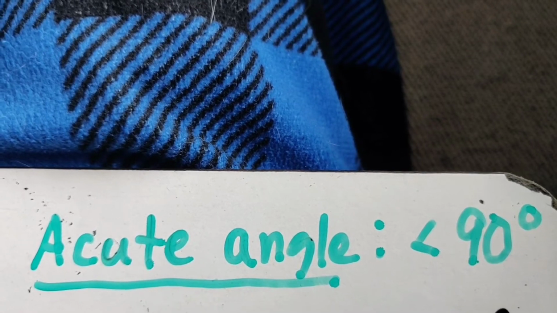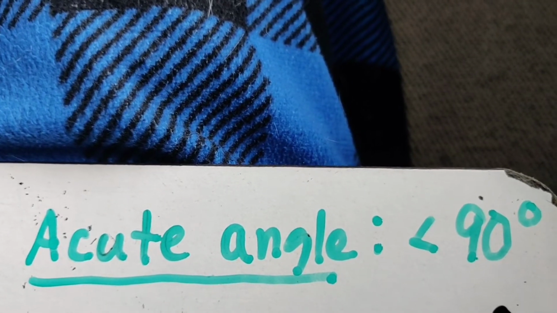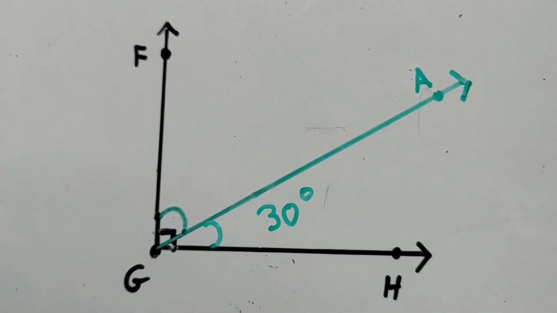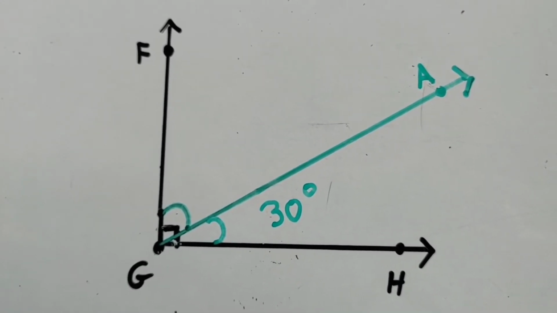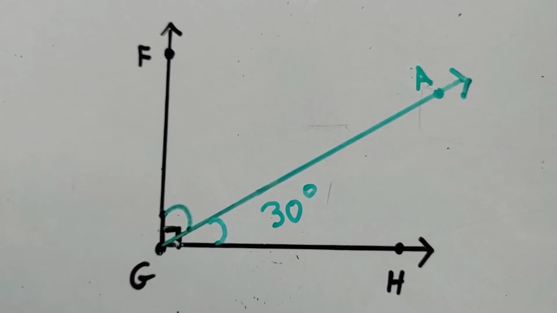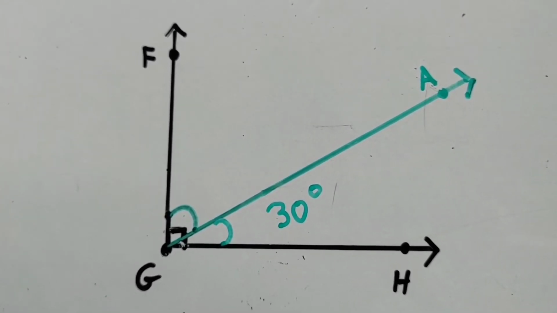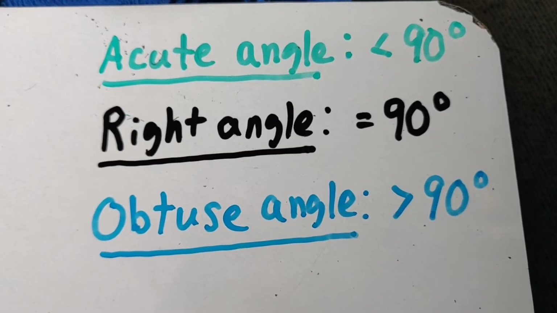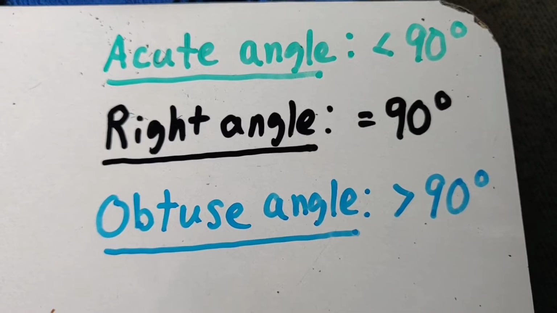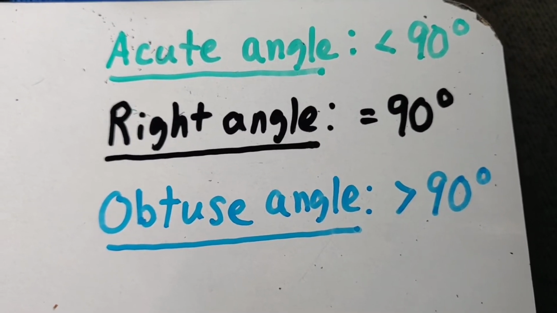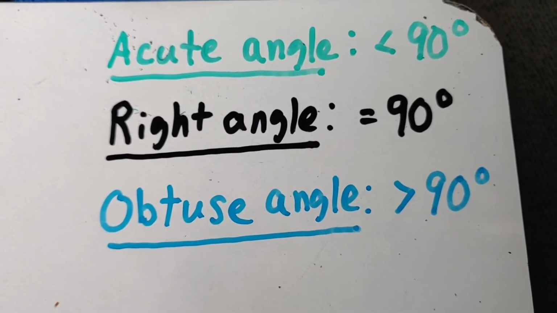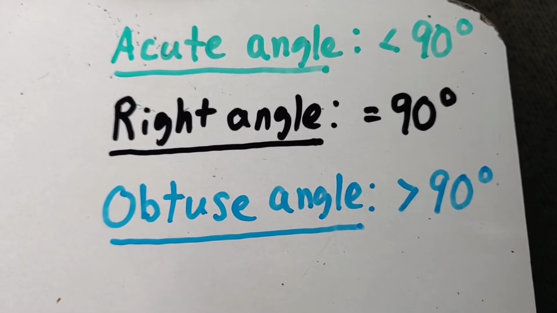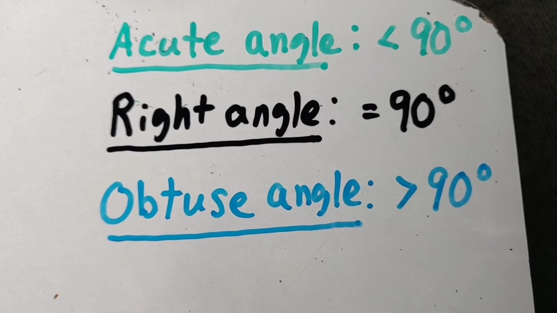And so since acute angles are less than 90 degrees and 30 degrees is less than 90 degrees, angle HGA is an acute angle. It's less than a right angle. It's less than 90 degrees. So now we know what an acute angle is, an angle that's less than 90 degrees. We know what a right angle is, an angle that's exactly equal to 90 degrees. And remember, an obtuse angle is an angle that's greater than 90 degrees.